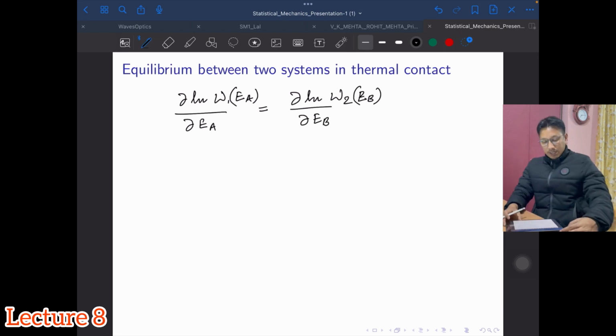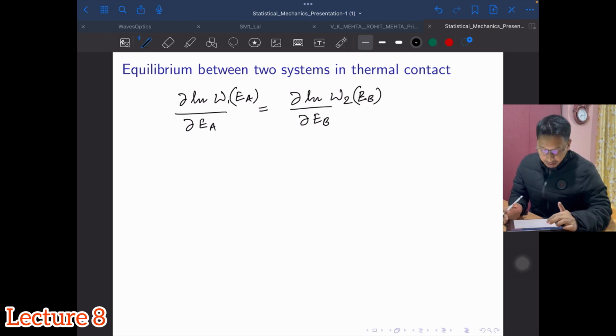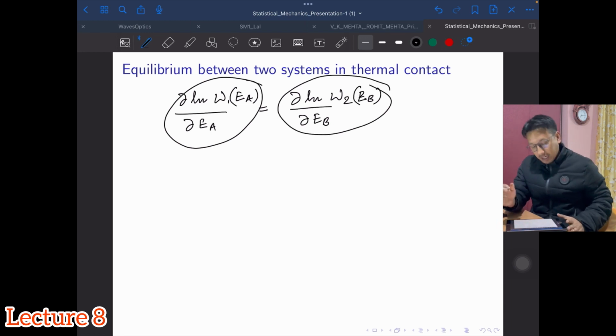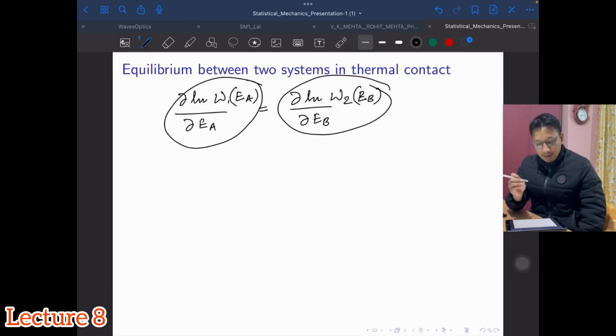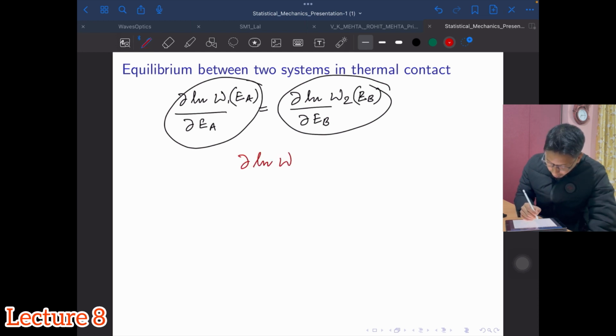So when these two systems reach thermodynamic equilibrium, we see that these particular functions are equal for both, meaning either side of the system has the same function as the other system. So whenever two systems reach thermal equilibrium through this thermal contact, the function del ln W by del E is constant.